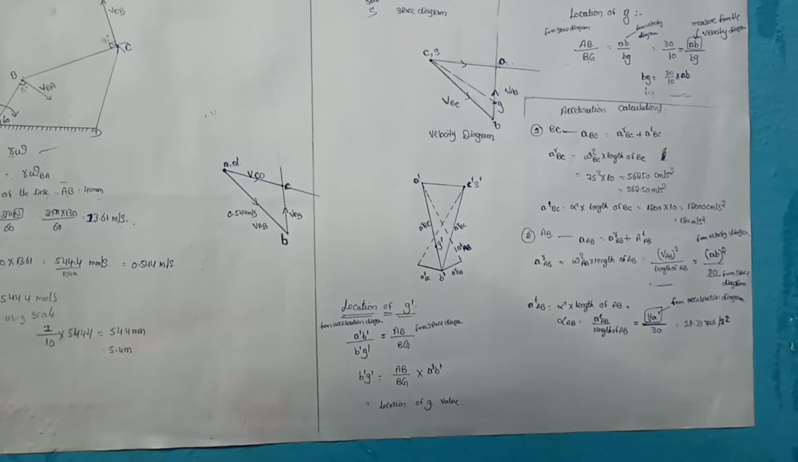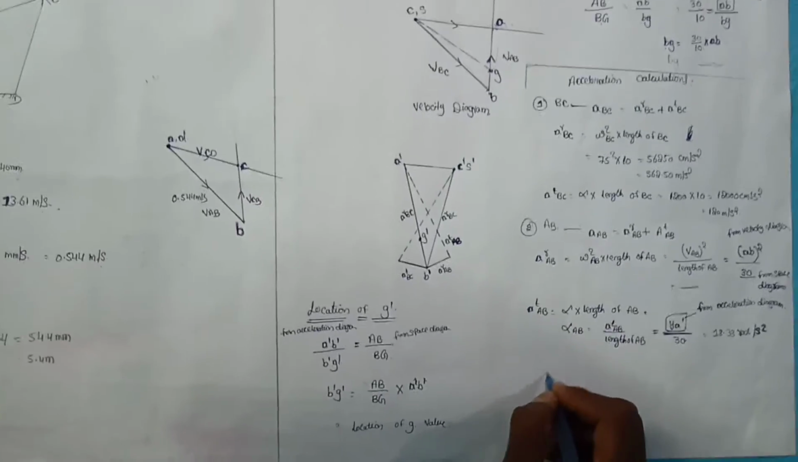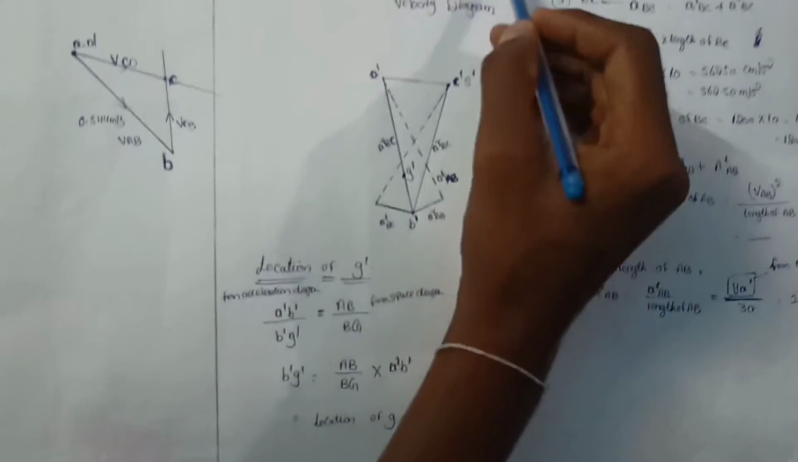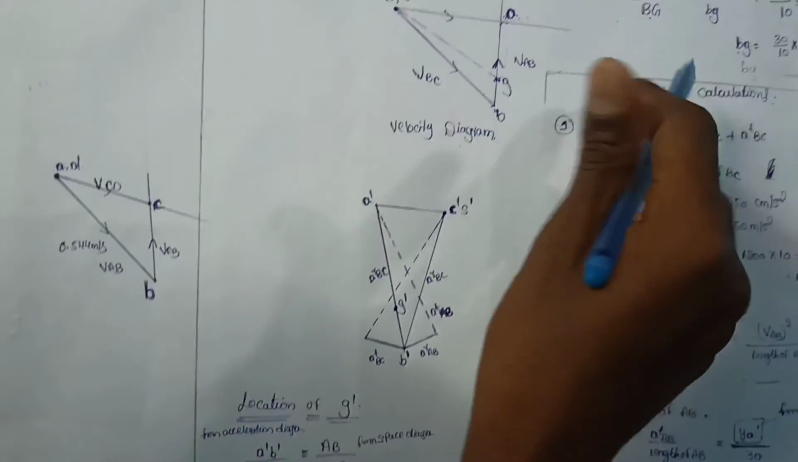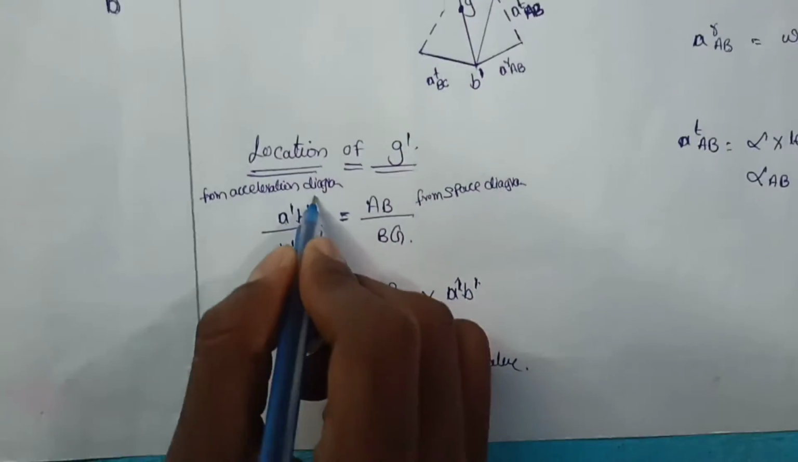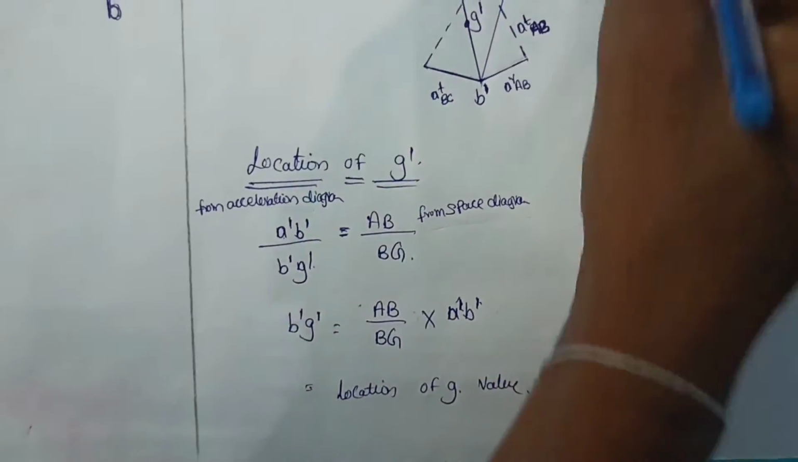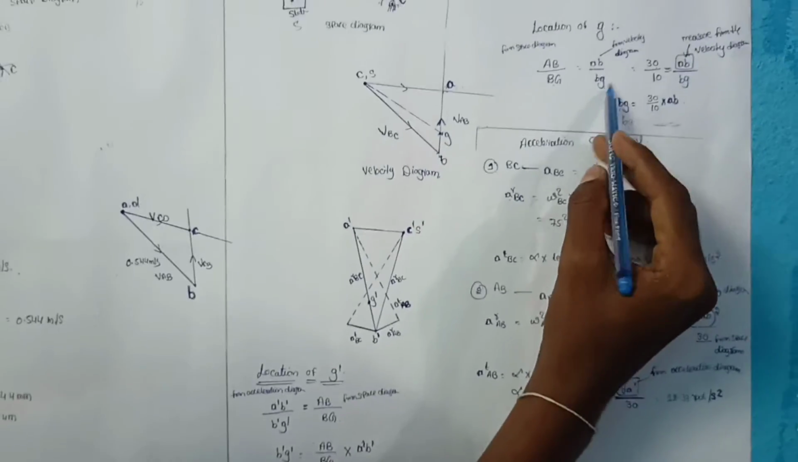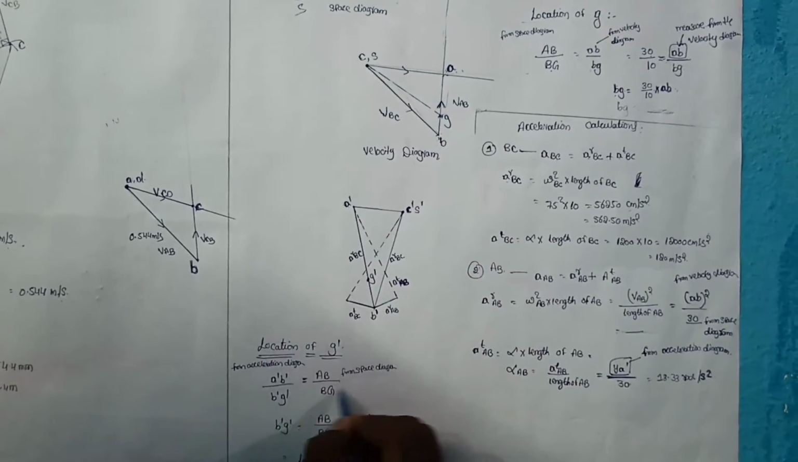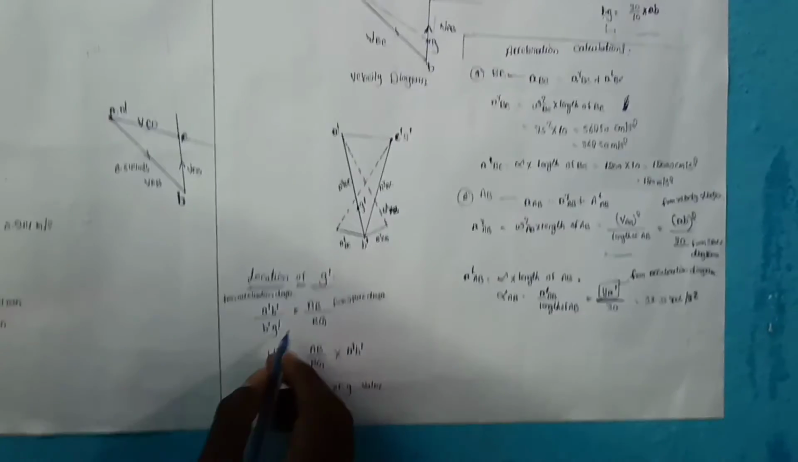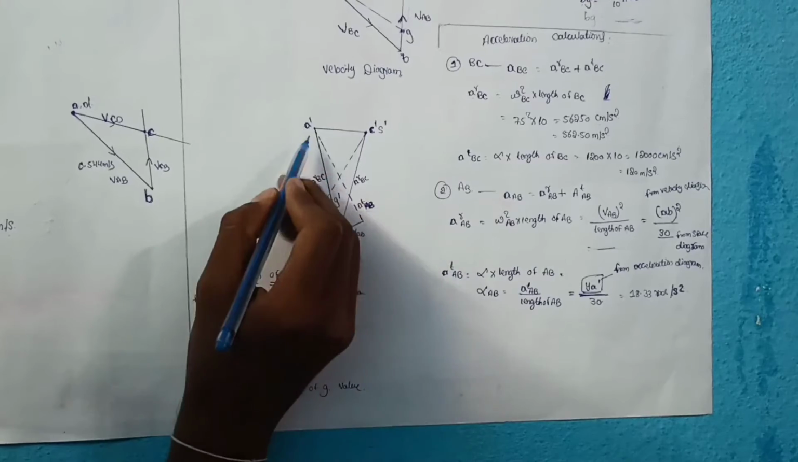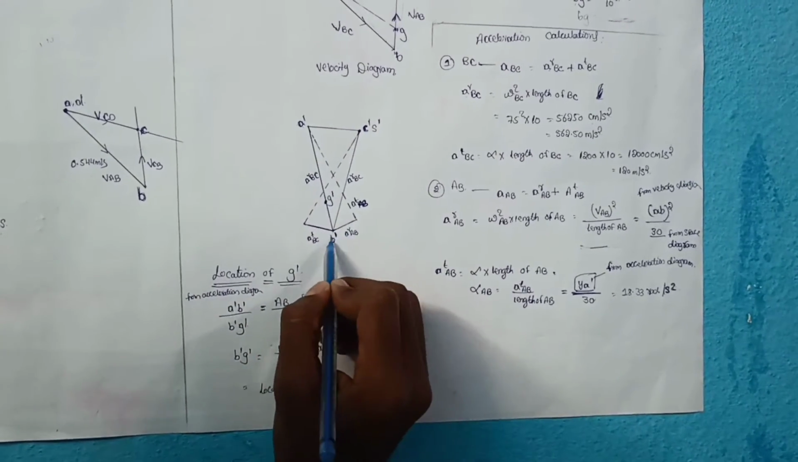So next, for n number of links, if there is another link, at that time we can go for another link. Next, location of G. Here also we find the location of G, in the same way, from the acceleration diagram and the space diagram. So here acceleration and space diagram. So a dash b dash by b dash g dash. See here, a dash b dash by b dash g dash.